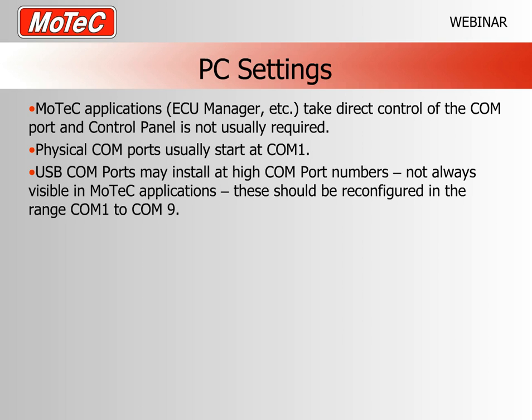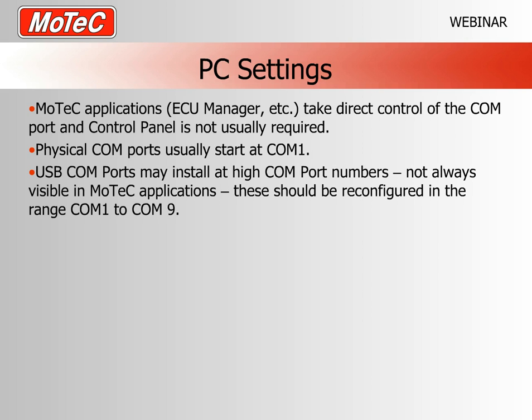Now, the older type PCs that actually had physical COM ports always start at COM1, and if there are subsequent numbers, they'll just be COM2, COM3, and so forth. Later PCs, which typically, like laptops, don't actually have physical COM ports, use a USB port, and then we need a USB adapter. Normally when you plug these in, they install themselves, and they quite often install at very high numbers like COM33, COM34. So these aren't always useful for MoTeC applications.